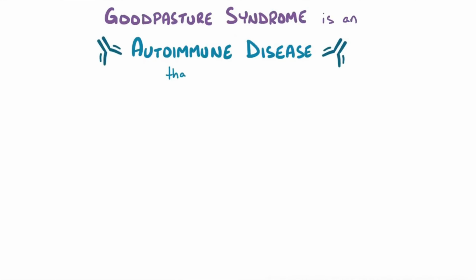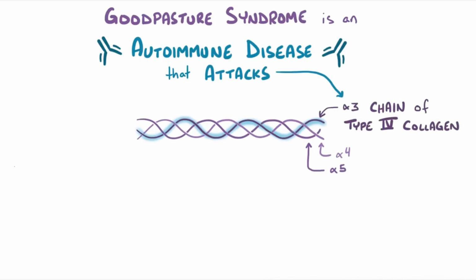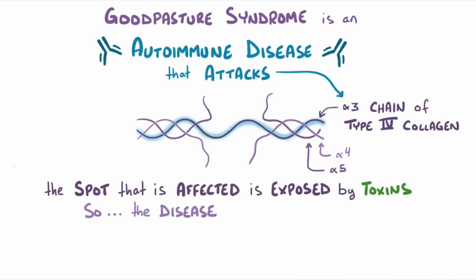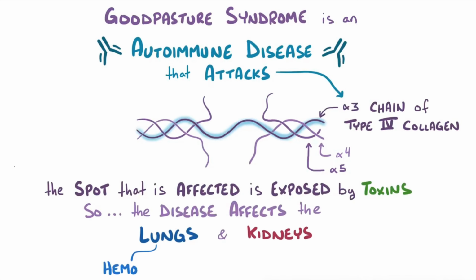Alright, as a quick recap, Goodpasture syndrome is an autoimmune disease in which the immune system attacks the alpha 3 chain of type 4 collagen present in the basement membrane. The specific spot that gets affected is usually well hidden, but gets exposed by various toxins, which is why the disease predominantly affects the lungs and kidneys, causing symptoms like hemoptysis and hematuria.